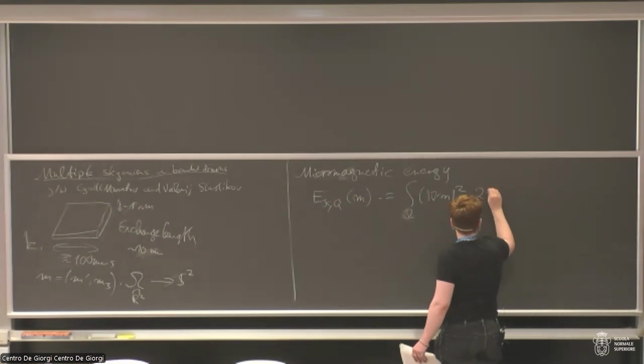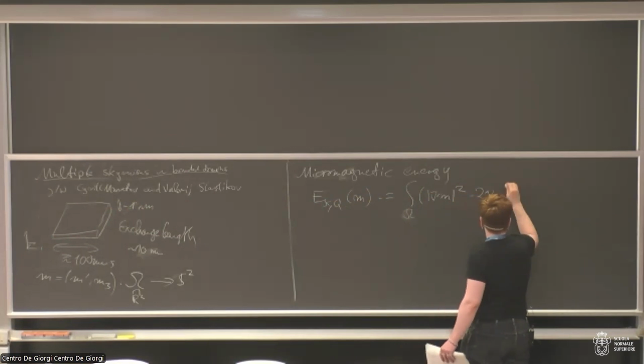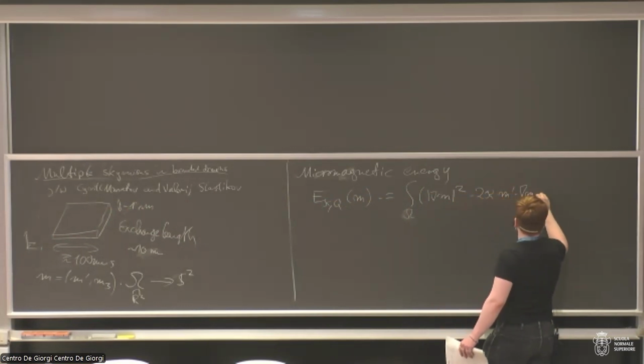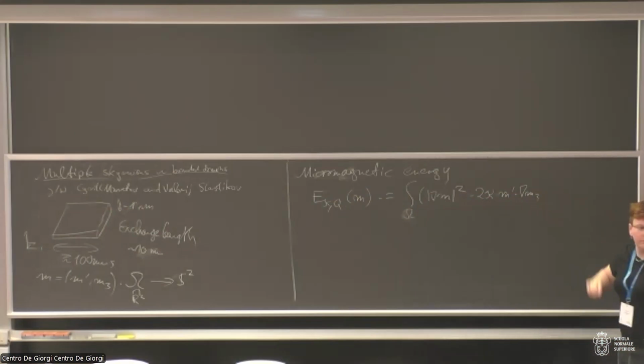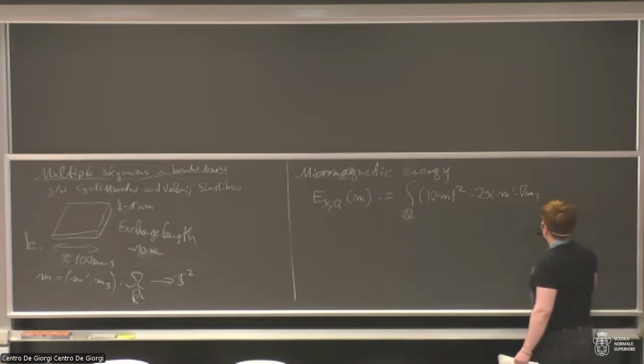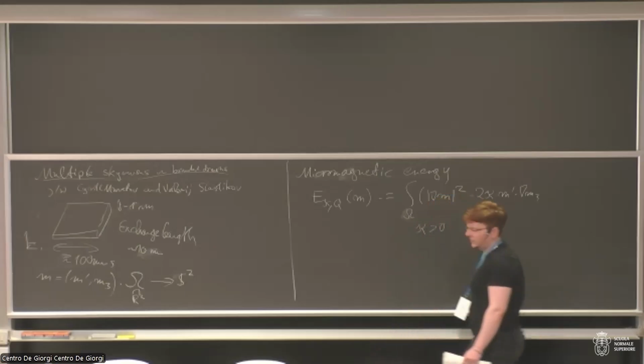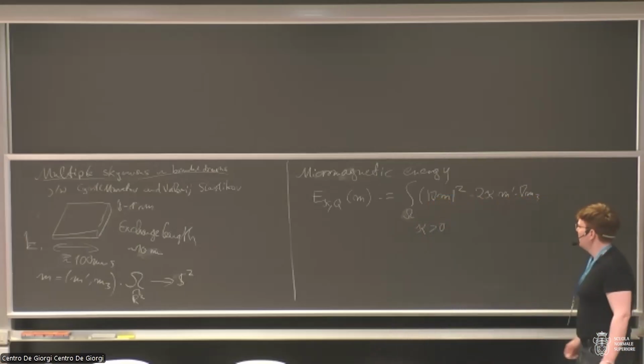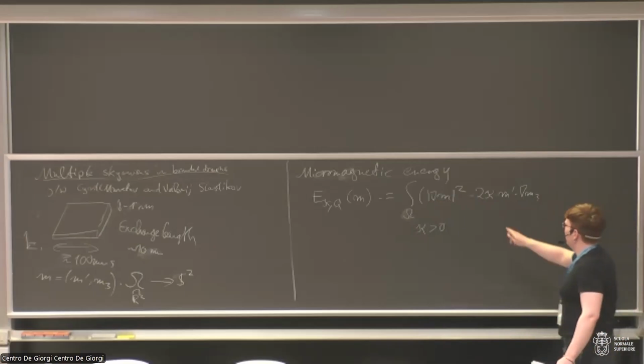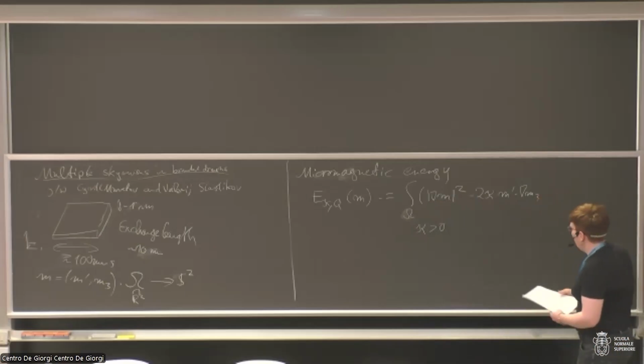Then we take DMI, and the version of the DMI I'm using is surface DMI, and I'm going to write it down like this. Kappa, I'm going to take positive, but the sign doesn't really matter. There is a transformation that flips the sign of kappa.